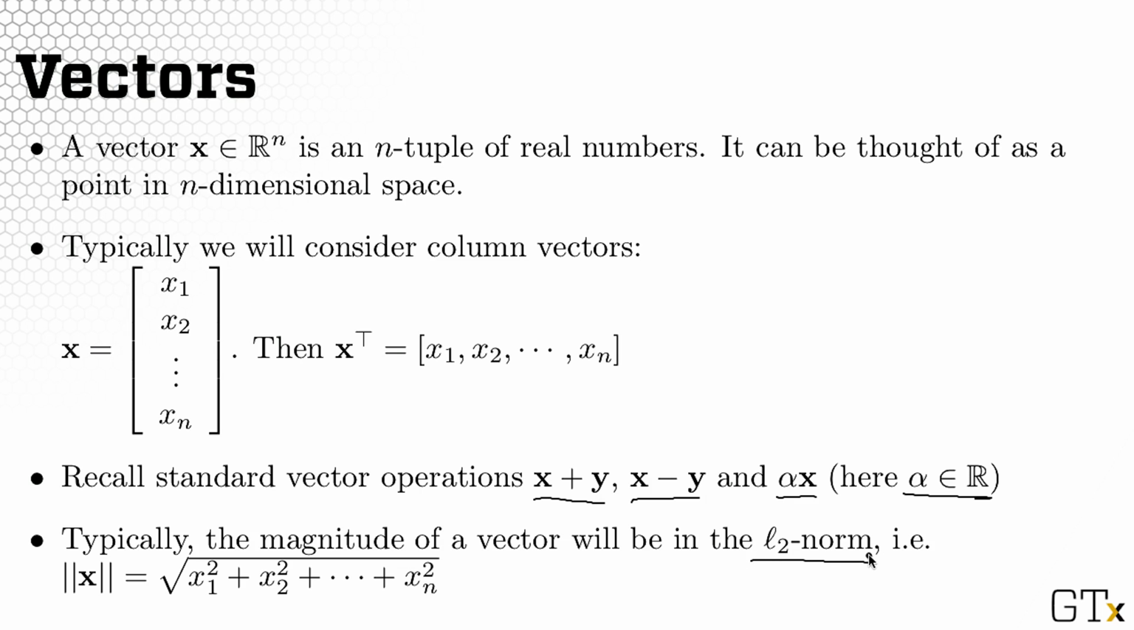The magnitude of a vector we're going to consider is what is known as the L2 norm, or sometimes called the Euclidean norm. Let me write this down. Euclidean norm. Essentially, this means that you square each coordinate, you sum it up, and you take the square root. So it's the usual notion of the size of a vector.